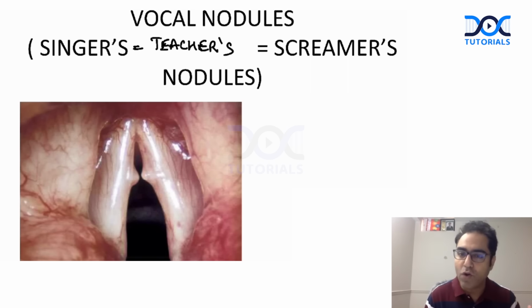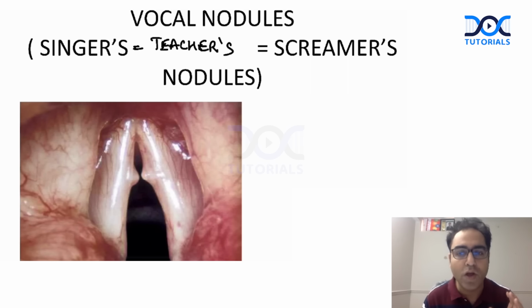Okay. Now, guys, let us start the discussion of the next very important clinical topic, vocal nodules, also called singer's nodule or teacher's nodule or screamer's nodule. The main cause behind it is vocal abuse, and the second common cause is laryngopharyngeal reflux of gastric acid. And the nodules are always bilateral.